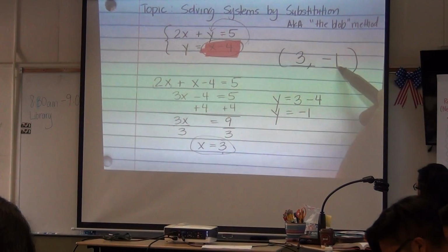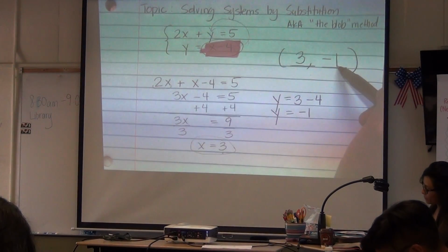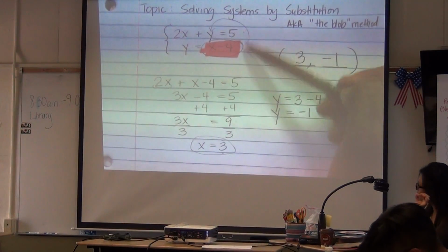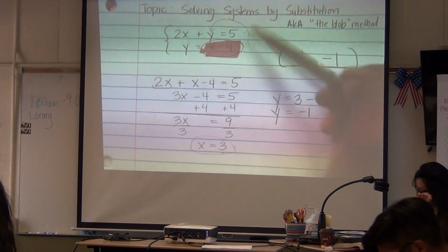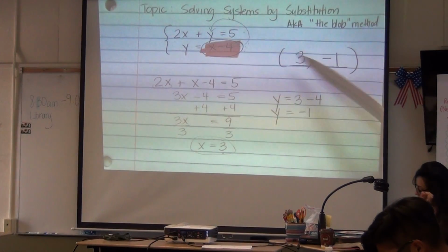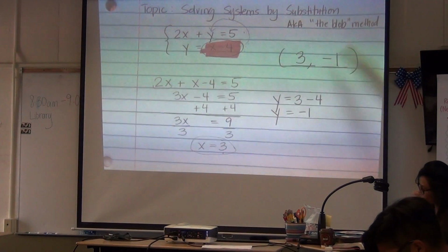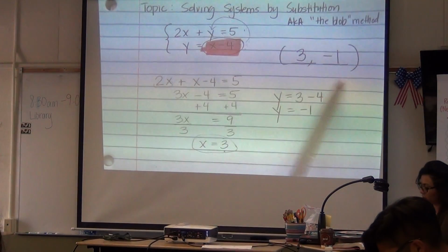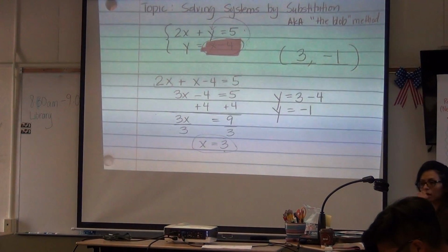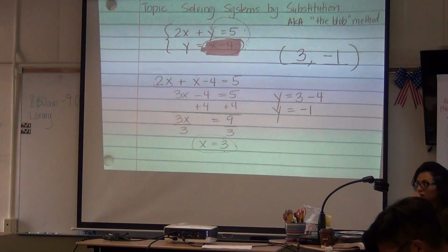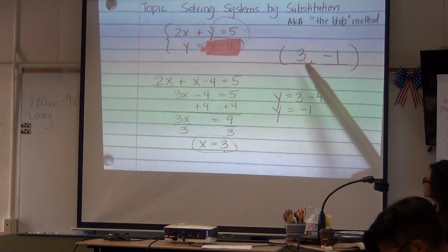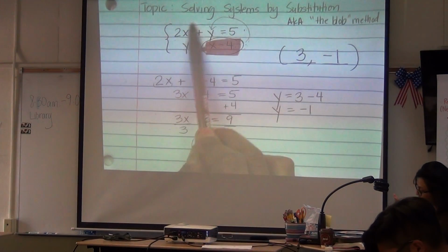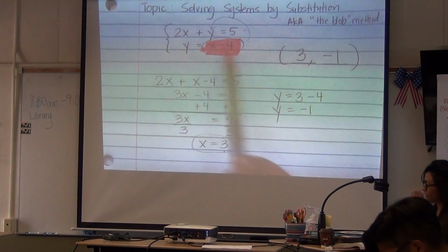Now this solution is a point on the graph where these two linear equations intersect. That's why it has to be a point, it has to be a coordinate. So x and y, this is my solution. Now, how can I check this to see if it's correct? How do I check? Throw the numbers in. So we substitute the values in for the variables.